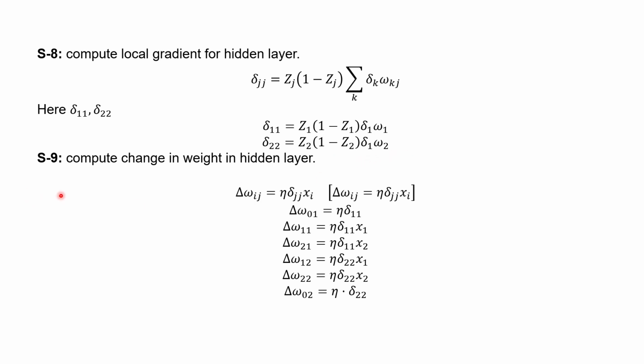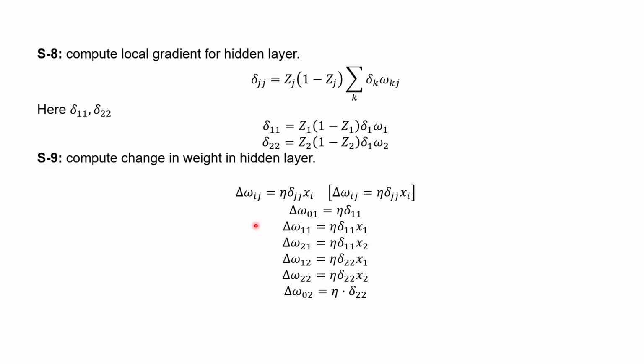Now step 9. Compute the change in weight in the hidden layer. The change in weight is given by the expression del wij equal to eta del jj into xi.